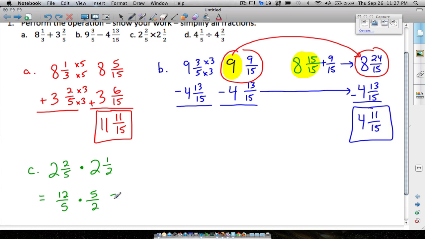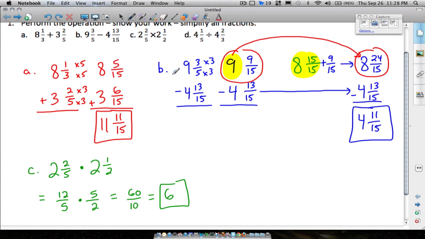And the nice thing about multiplying fractions, we do not need common denominators. To multiply fractions, we can take top times top and bottom times bottom. So we get 60 over 10, and that gives us 6. Oh, that's a nice answer. It's a whole number. We don't have to convert that back to a mixed number because we don't even have a fraction to worry about.